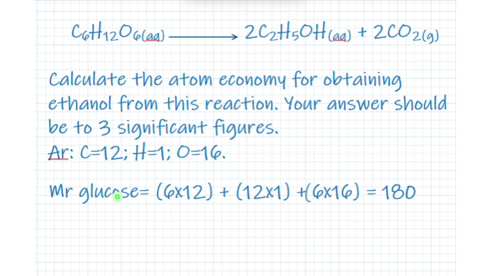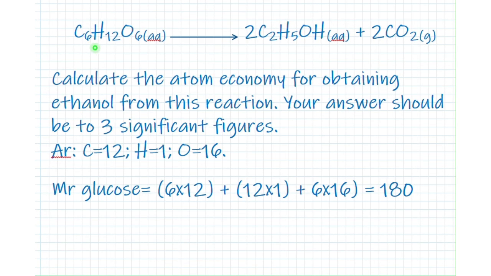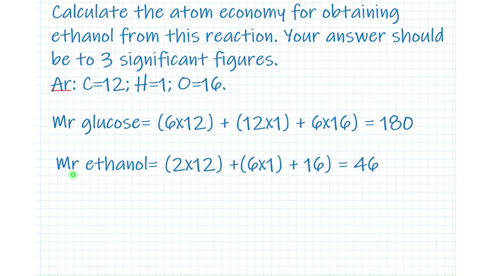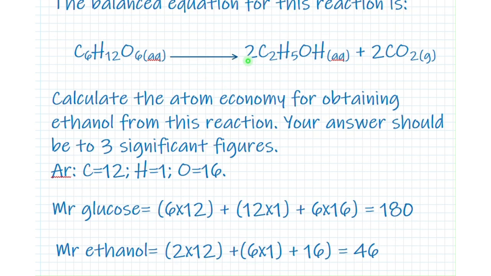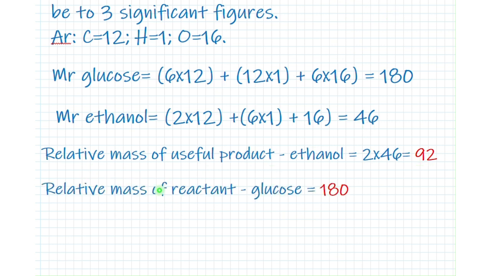And this is the complicated bit for this one. We're not given the MR. So we've got 6 lots of carbon, so that's 6 times 12. 12 hydrogens, so that's 12 times 1. And 6 oxygens, so that's 6 times 16. Crunch that on your calculator and that comes to 180. So for the MR of ethanol, that's 2 times 12 plus 6 times 1 plus 16. That gives us 46. 2 moles of ethanol, so the relative mass of the useful product is 2 times 46, which gives us 92. So we've got all the numbers we need now to do the atom economy.